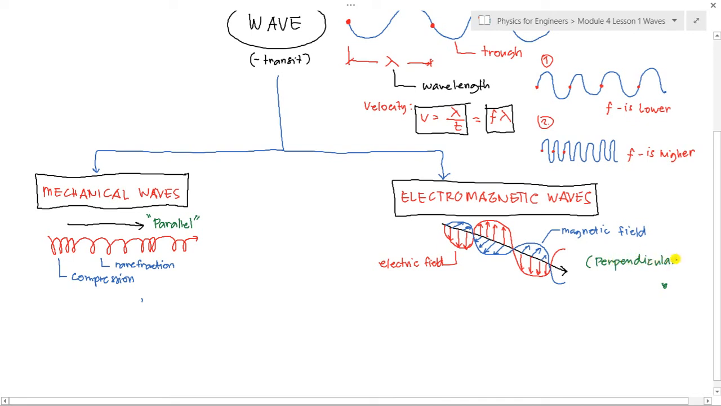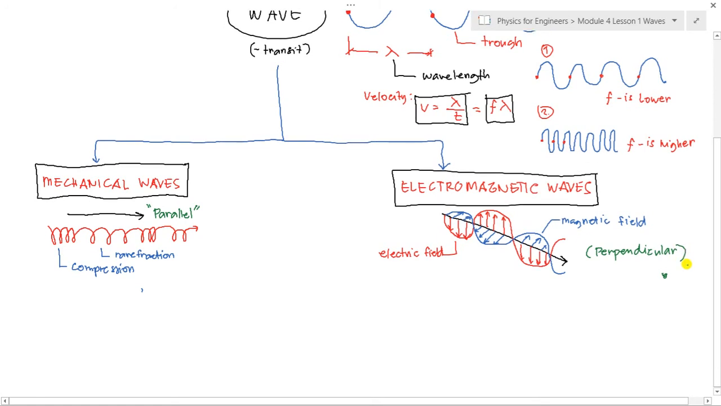Perpendicular. So this is the difference between mechanical waves and electromagnetic waves based on their appearance or visualization or manifestation. For mechanical waves, the orientation of the elements is parallel to the direction of the wave. And for electromagnetic waves, composed of two elements, the magnetic field and electric field, they are at right angles with each other, and they are also perpendicular. They travel perpendicular to the direction of the wave.